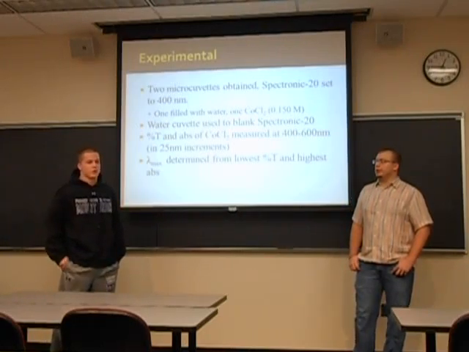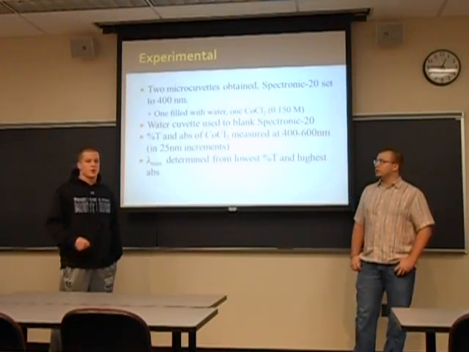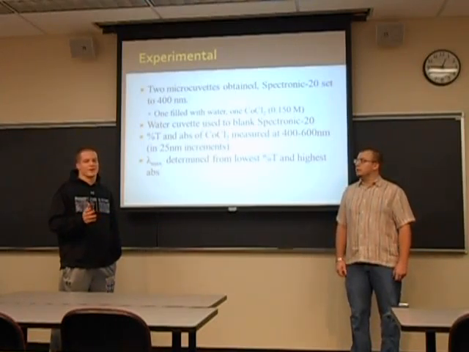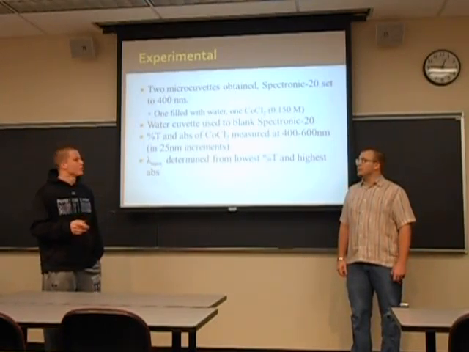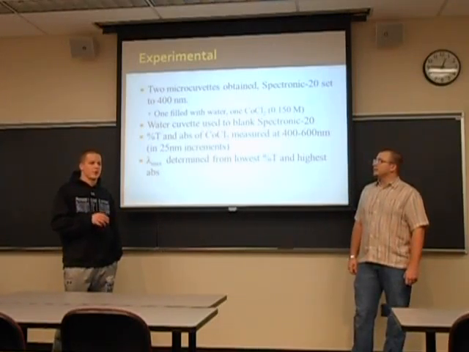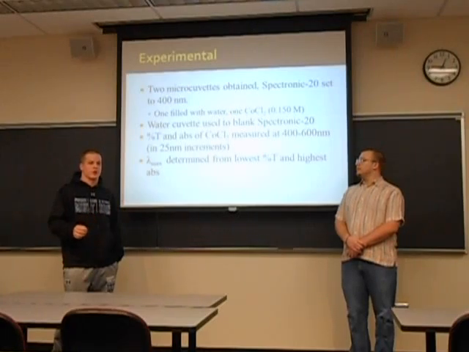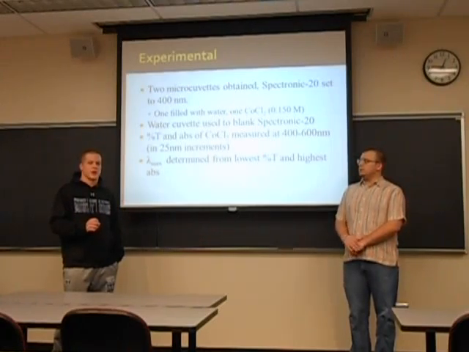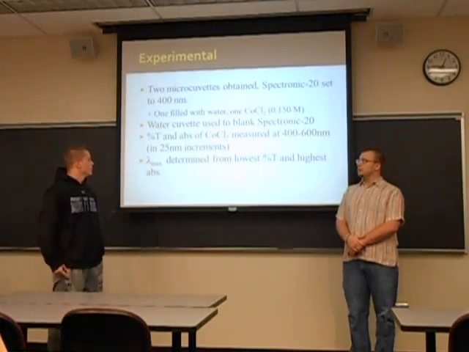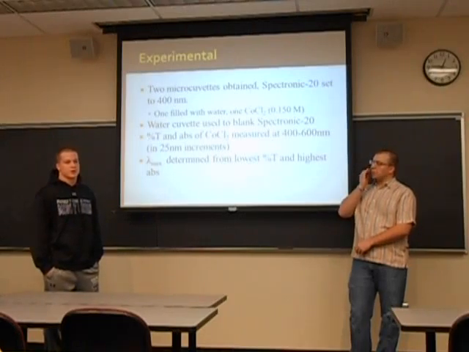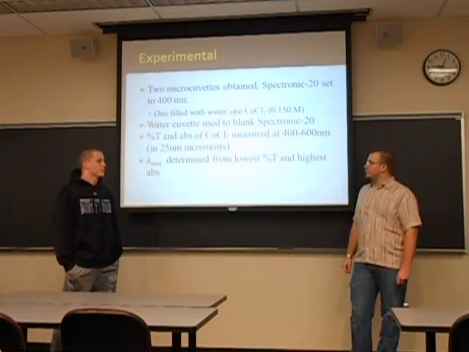We zeroed the Spec 20 with the water cuvette, and then we determined the percent transmittance and absorbance. We put the water blank in the Spec 20, zeroed it, and we put the COCl2 in there to determine the percent transmittance and absorbance from 400 nanometers to 600 nanometers in 25 nanometer increments. And that's how we determined our lambda max, from looking at the lowest percent transmittance and the highest absorbance within the tables.